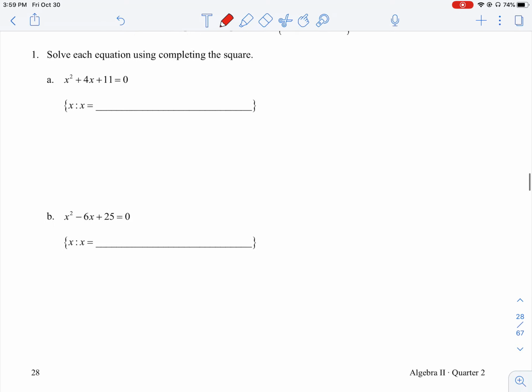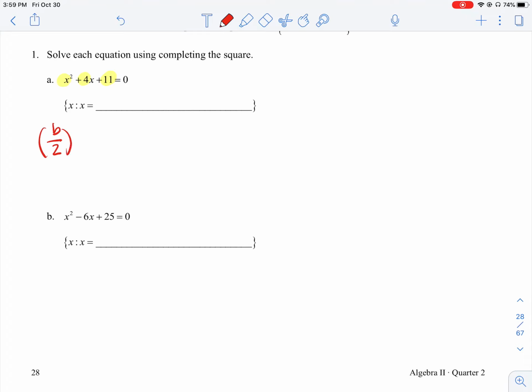So let us do the first example. You have x squared plus 4x plus 11. And again, the first step is to get your b value. So this is our a value, which is 1 in 1x squared. Our b value is 4. Our c value is 11. Just a reminder.